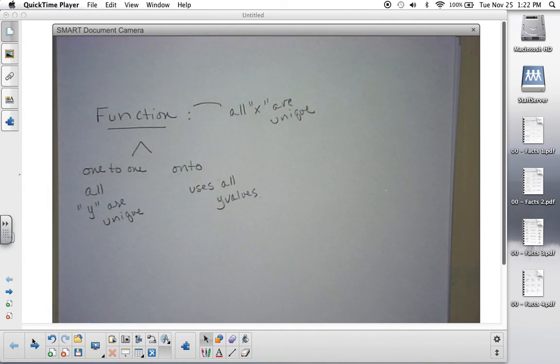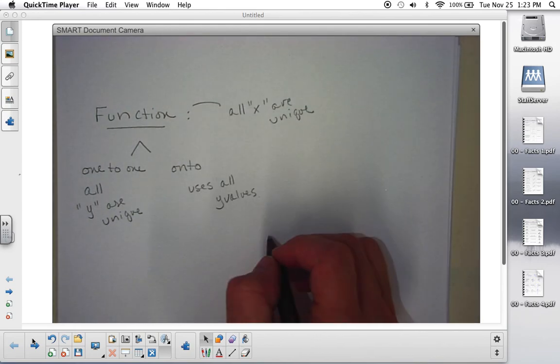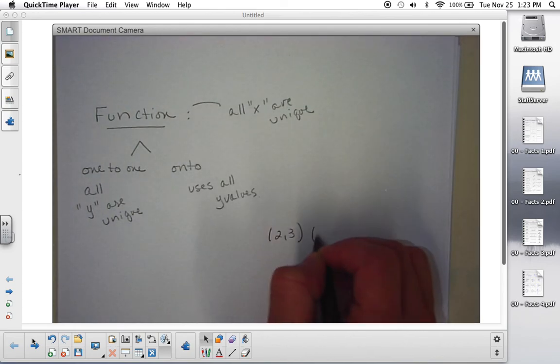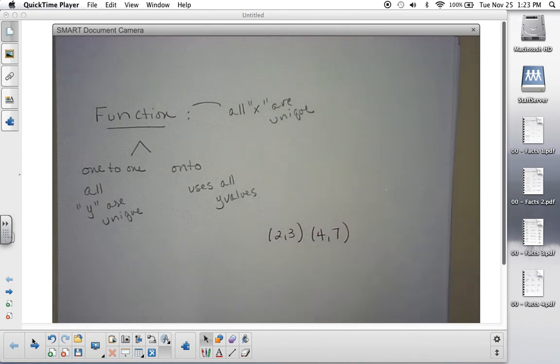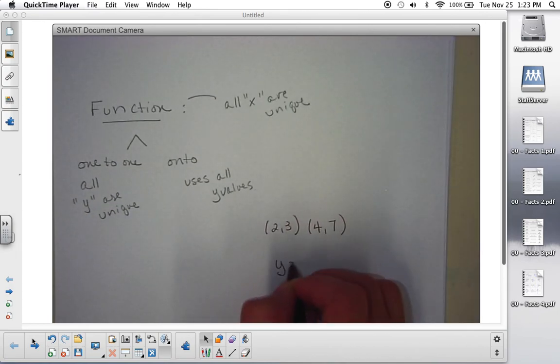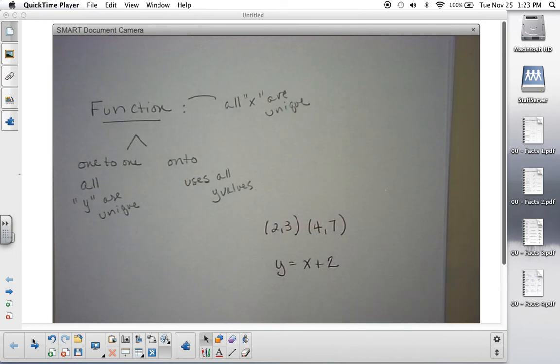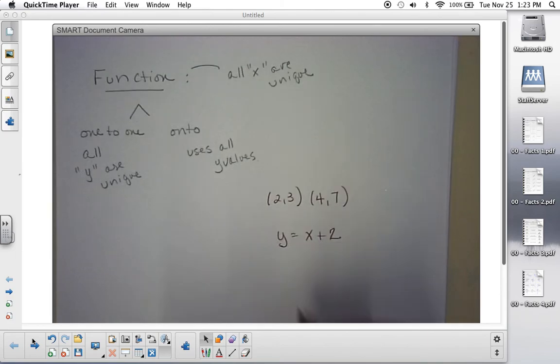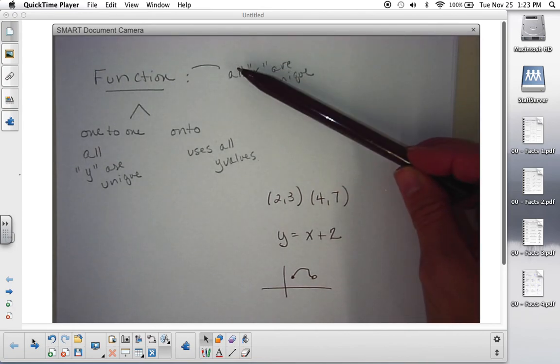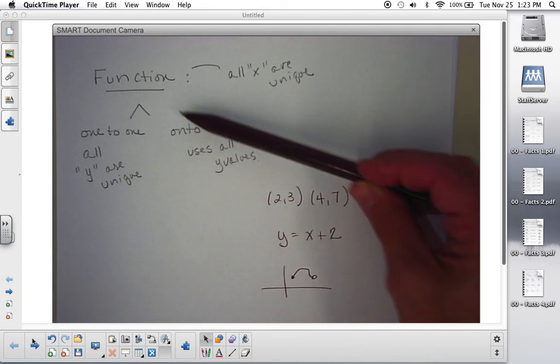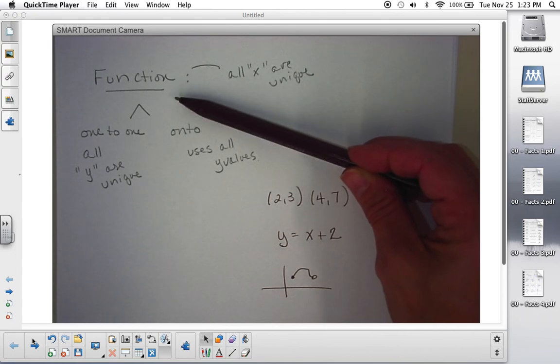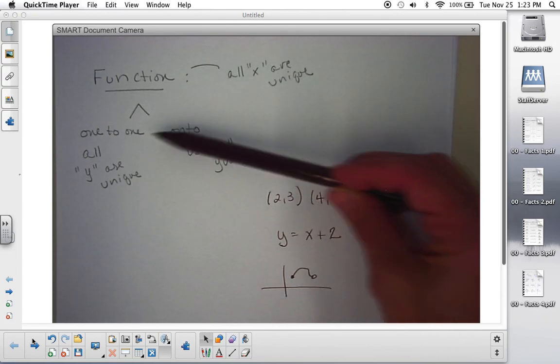You can have just a finite function, which is just something like 2, 3, 4, 7. It just has two ordered pairs in it. You can have an equation that creates a function like this. This makes a line. Or you could have just some kind of weird squirrely graph that they give you, anything like that. And you have to just be able to determine if it's a function or not. If the answer to this one is no, remember that it can't be a one-to-one or onto function because they're specific types of functions. So if it's not a function, those are automatically no.